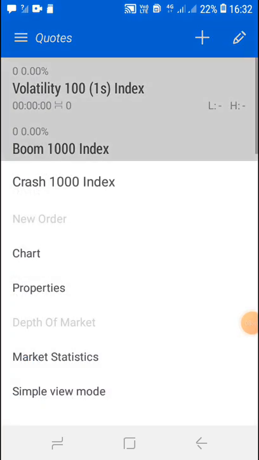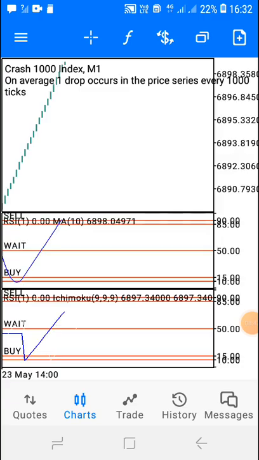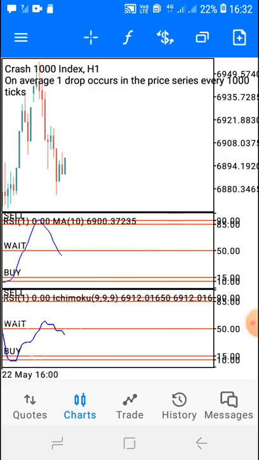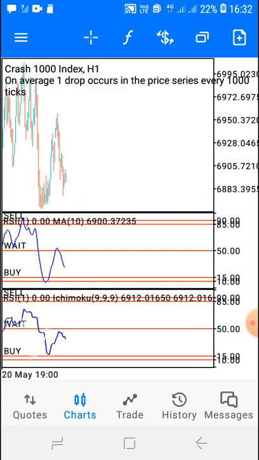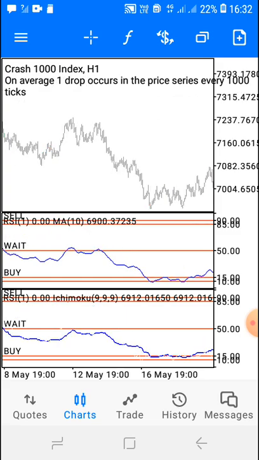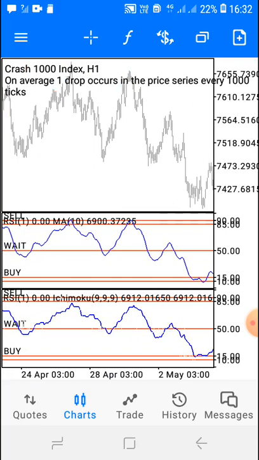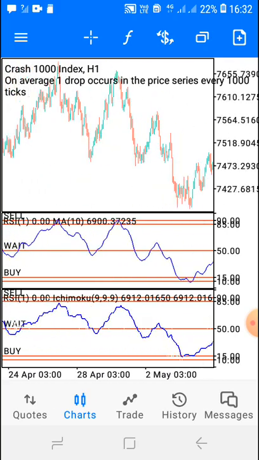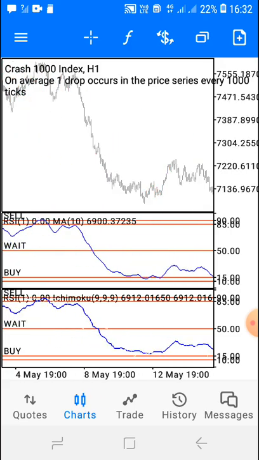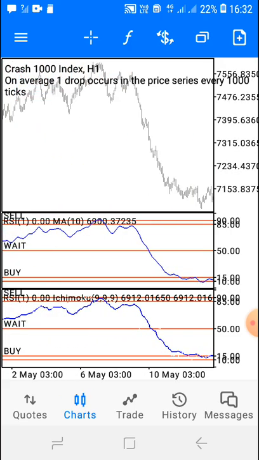So let's just go to Crash 1000. Okay, so once you're on Crash 1000, the first thing you're going to do is check in which direction the market is moving. If the market is moving in an uptrend on Crash 1000, it means that there are scalping opportunities available. If it's moving in a downtrend, you're not going to use a strategy. Okay, so for example over here, you guys can see that Crash 1000 is moving in a downtrend. So what does it mean? It means that we are not supposed to take any entries because the market doesn't give us what we want.